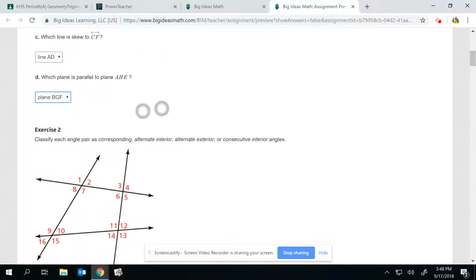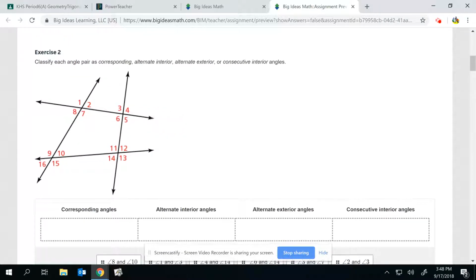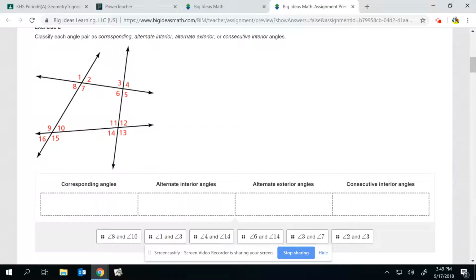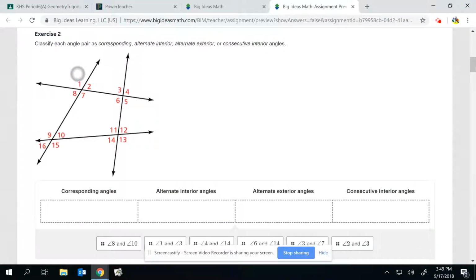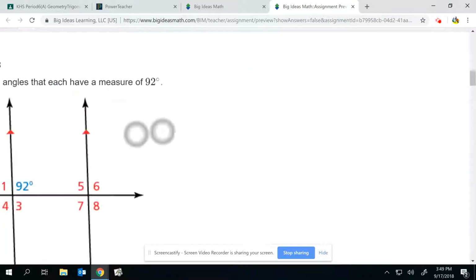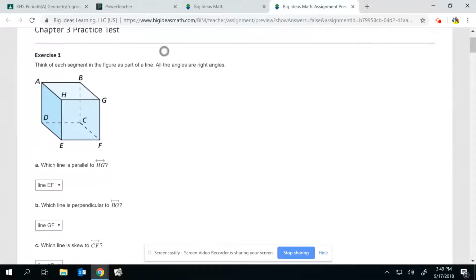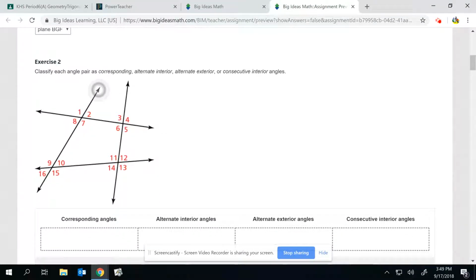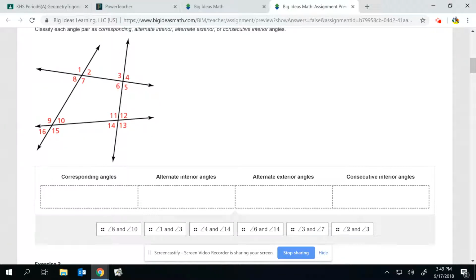Here's 2. Each pair of corresponding, see what angles we got here. So 8 and 10. 8 is here, 10 is here. So those are alternating sides of this line right in here. They're alternating sides of it. Okay, let me go back to number 2 again. So it's this line right here. And 8 and 10 are alternating interior. So they're going to go in that box.